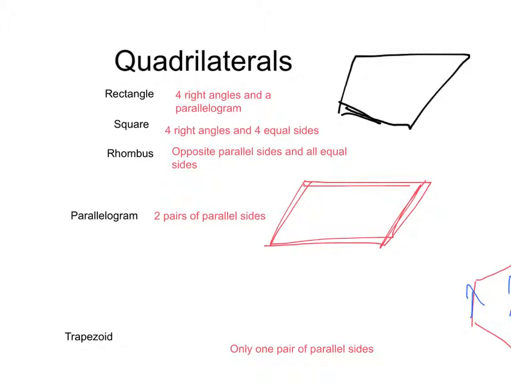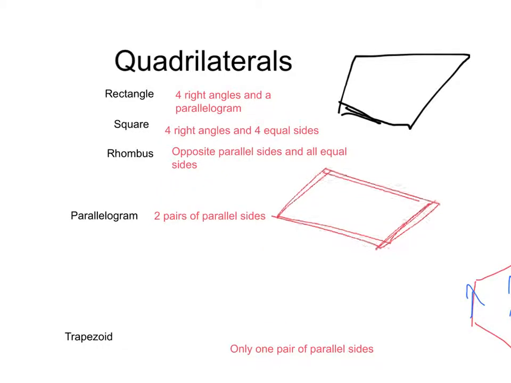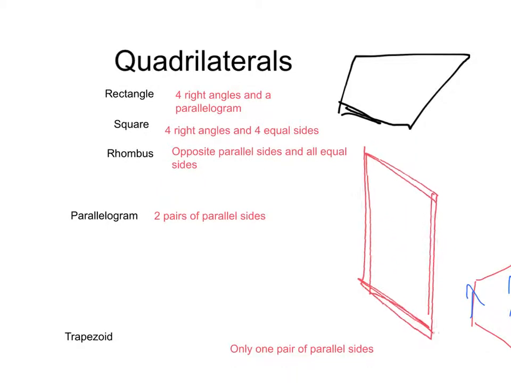What I like to think of a parallelogram is, most people, when they learn about a parallelogram, have already heard of a rectangle. A rectangle is four angles and a parallelogram. So, four right angles and a parallelogram. So in this case, you just don't have those square corners. You have crooked corners. It's like a rectangle that is slanted.